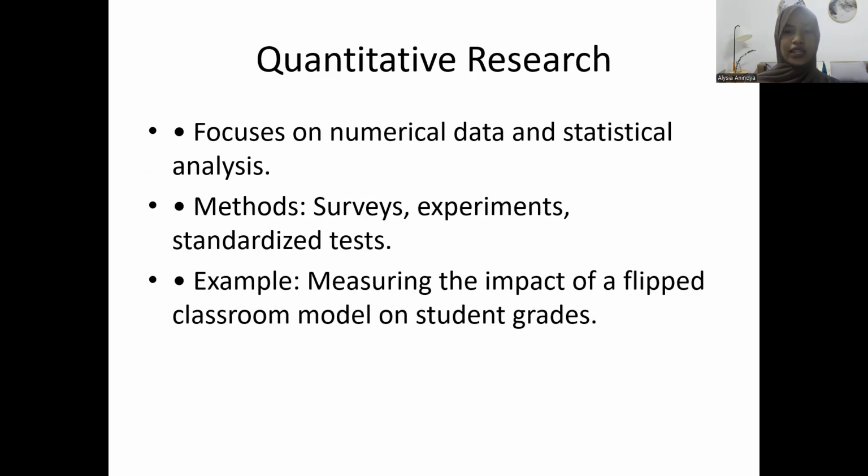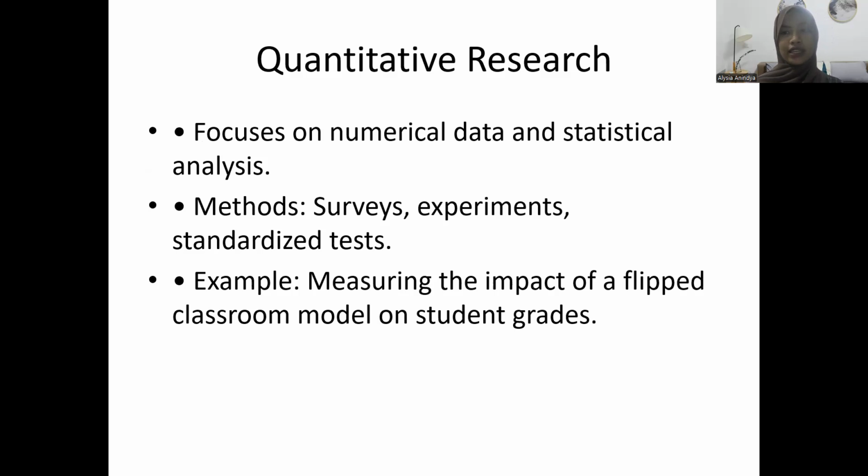Next is quantitative research. So quantitative research, it use number and also statistic to analyze the patterns. Quantitative research is more focused on the numerical data and also statistical analysis. The key characteristic of quantitative research, it uses surveys, experiments, and also standardized tests.